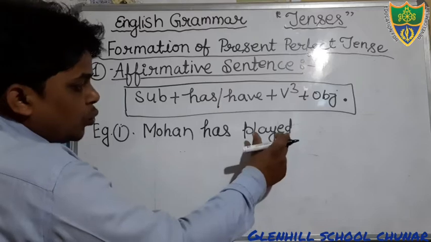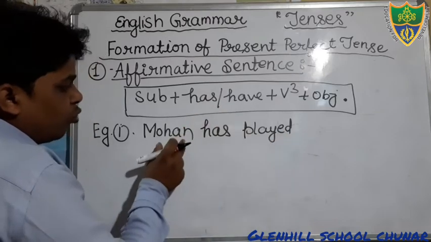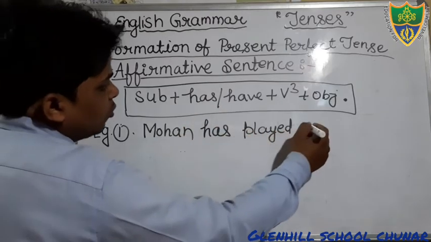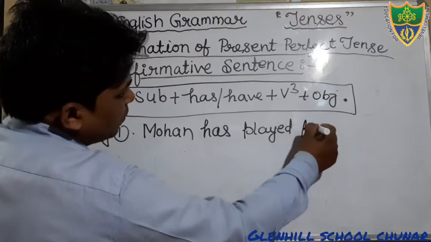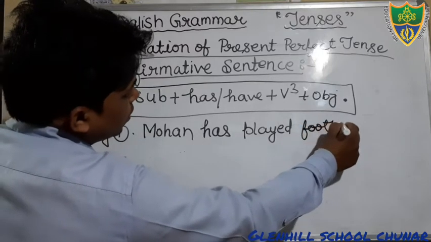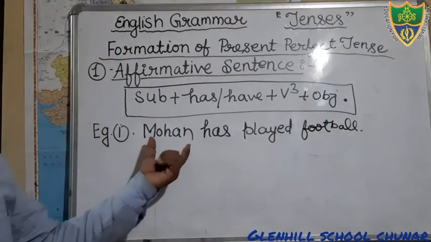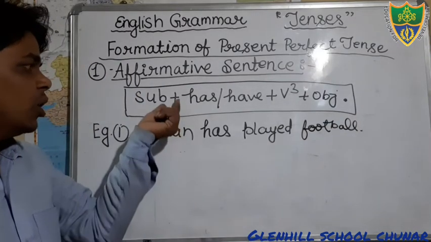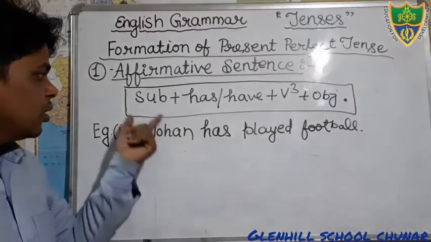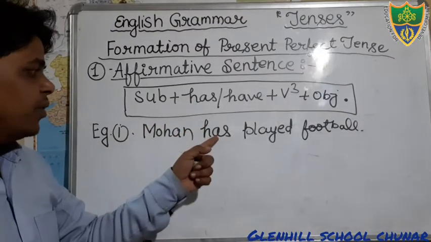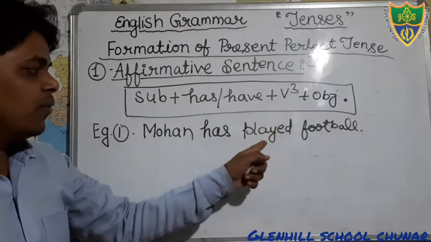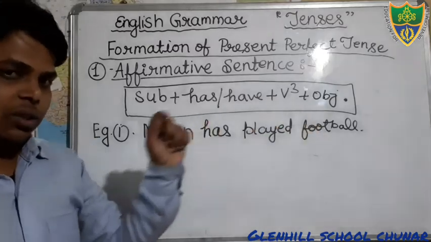Forms of the verb you have to learn. Let's see, Mohan has played. You may add the object football. Okay, you can see here, this sentence is totally based on this structure. You can see the subject is there, the helping verb is here, the third form of the verb is here, and object and full stop.